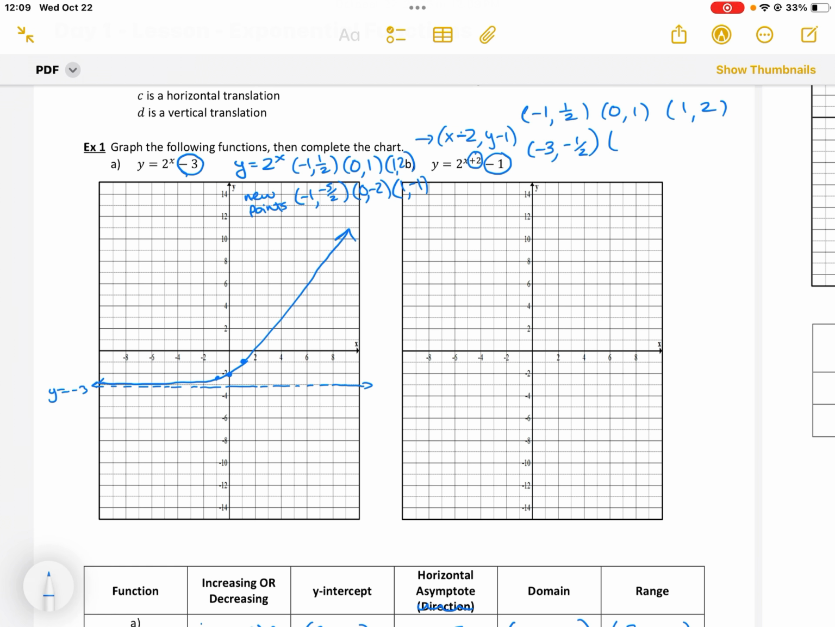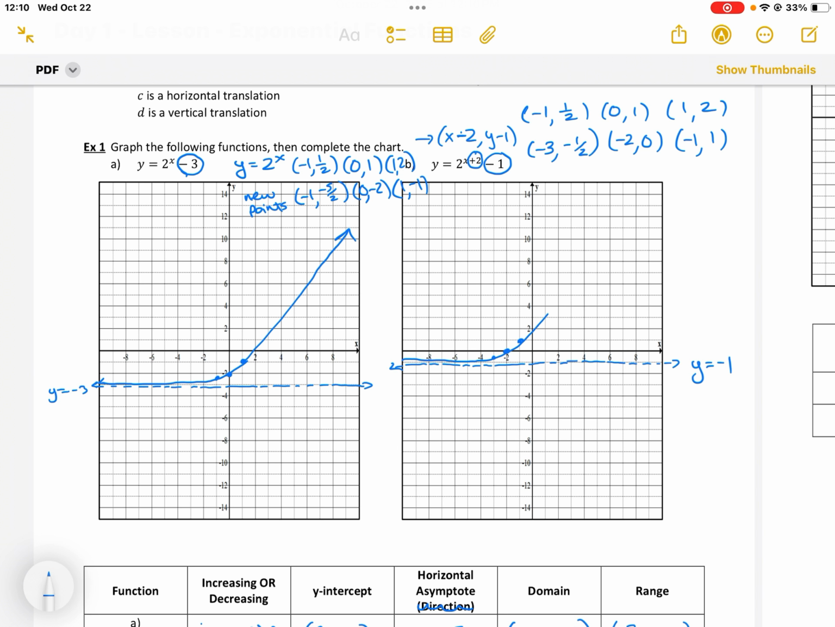Then I've got 0, take away 2 for the x, so I've got -2, and 0 for the y. And then from 1, 2, I'm going to take away 2 from the x, and I'm going to take away 1 from the y. So those are my new three key points that I'm going to use to plot my graph. So I've got -3 and -1/2, -2 and 0, and then -1 and 1. I'm going to add on my horizontal asymptote, which matches my vertical shift, which is -1. So that means that my horizontal asymptote is at y equals -1.